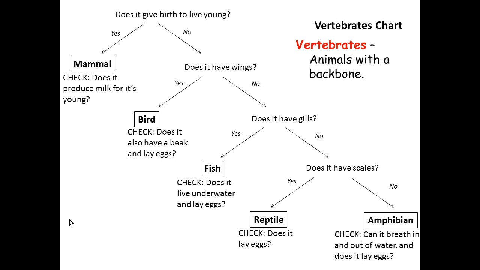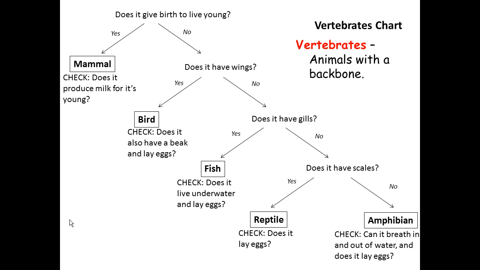So, for example, if the first question is, does it give birth to live young? The answer is yes, so it is a mammal. If the answer is no, you need to keep asking questions, you need to keep replying to the questions. So if the question is, does it have wings? If the answer is yes, of course, it's a bird. If the answer is no, you keep going. Then, does it have gills? If the answer is yes, as we observed a minute ago, gills is about fish, so it means that animal is a fish. And if it doesn't have gills, you need to keep going.